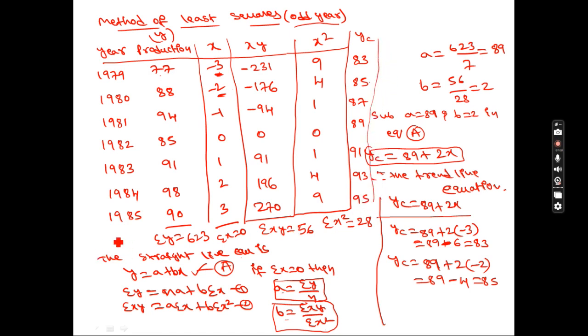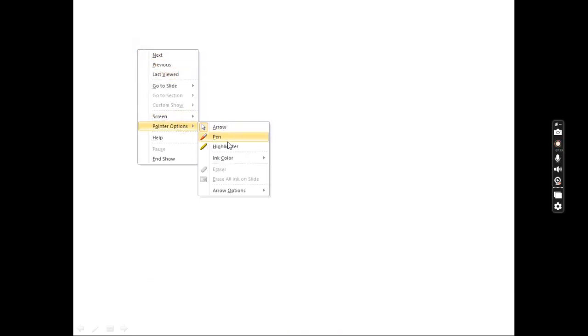Otherwise you may be asked, what is the trend value for 1986? Suppose 1986 is not given in the problem, but he is asking to find out the trend value. So how to find the trend value for 1986? I will explain this in the next slide. So what is he asking now? He is asking to find the trend value for 1986.